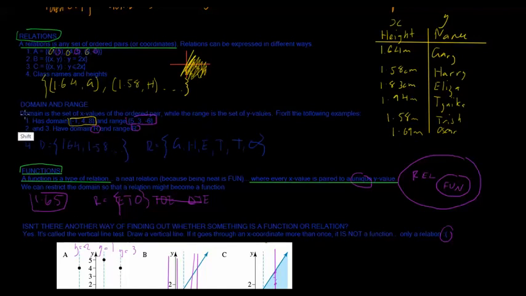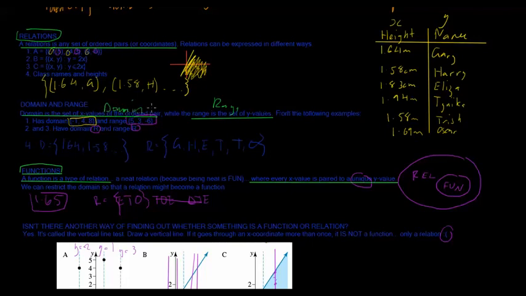Domain and range. Domain is a set of x values of the ordered pair. The range is a set of y values. So this is range. That guy is domain.